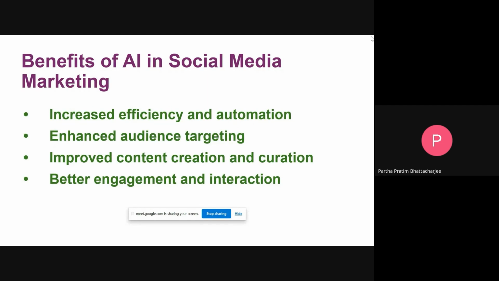Next is improving content creation and curation. Whatever the content, because our only communication between ourselves and the audience or leads is through the contents. Contents are of three types: one is text content, another is video content, another is image content. Whatever content people like, that means the audience or leads like, we have to continuously regenerate this content, whether in text mode, image mode, or video mode.